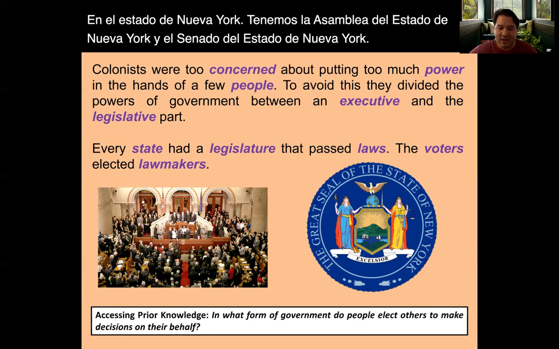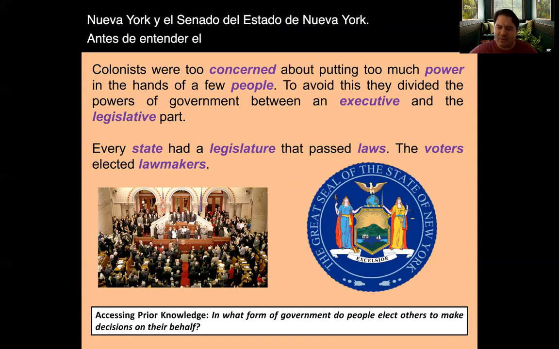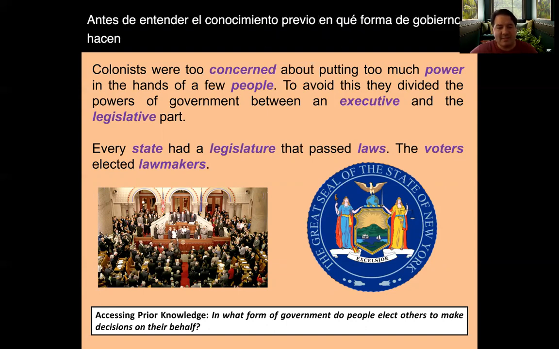Prior to understanding, prior knowledge: in what form of government do people elect others to make decisions on their behalf?